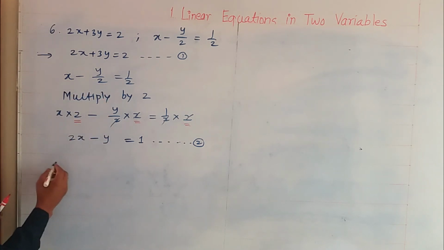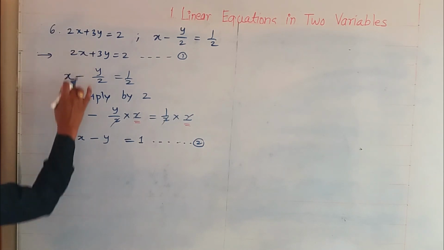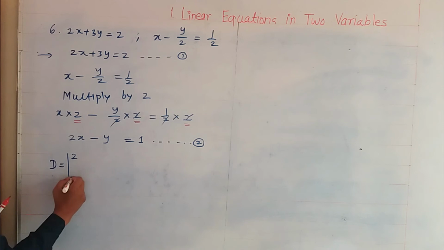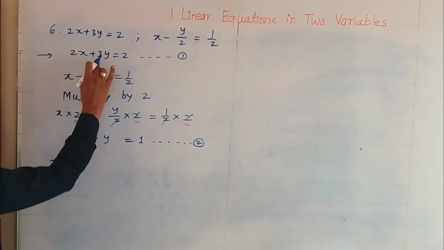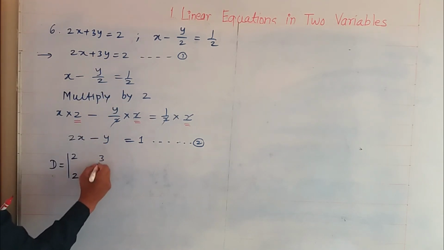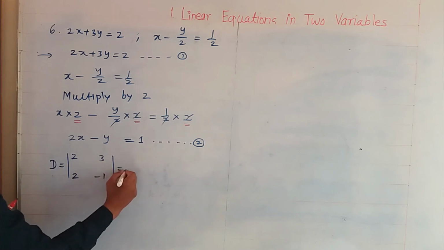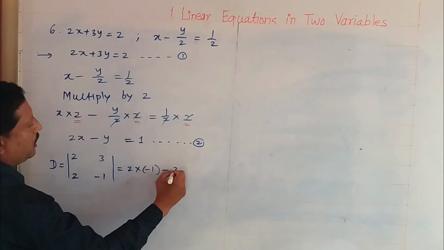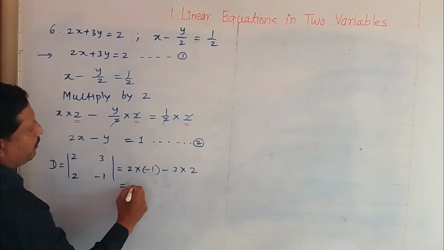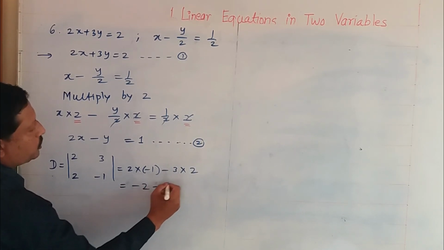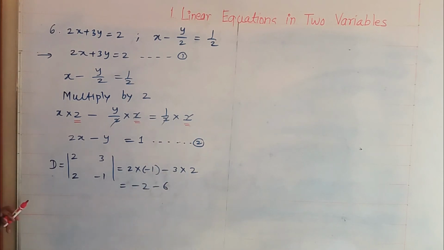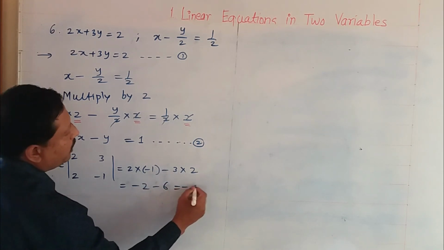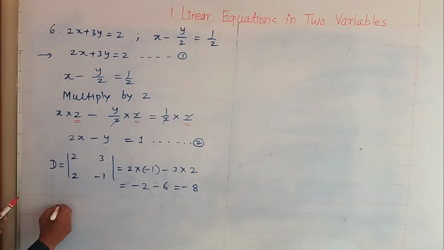Now follow the steps. So write down the determinant D. The coefficient of x will be 2 and 2. The coefficient of y is 3 and here minus 1, 3 and minus 1. So the value is 2 into minus 1 minus 3 multiplied by 2, that will be negative 2 minus 3 into 2 will be negative 6, that will be negative 8. The value of the determinant d is equal to negative 8.